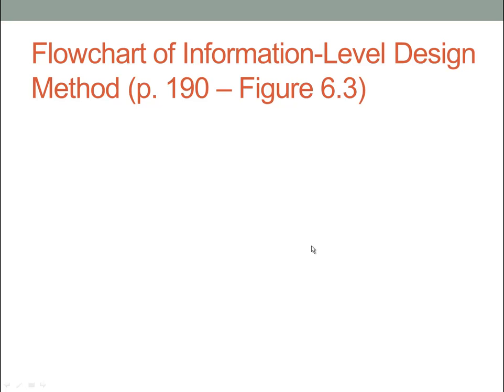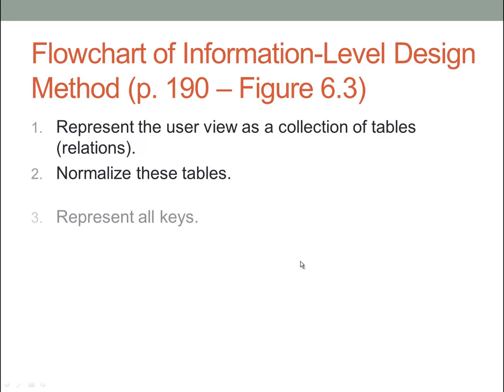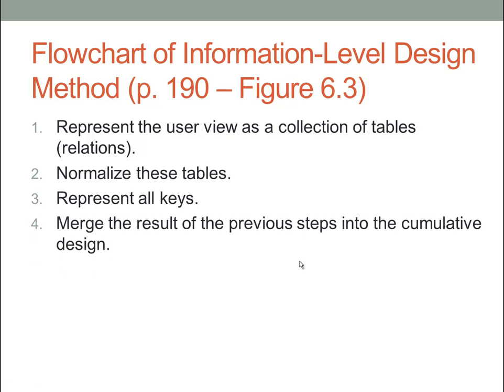There's a flow chart of an information level design on page 190, figure 6.3 in your text. Again, remember the 4 steps. Number 1, represent the user view as a collection of tables. Normalize these tables. Then represent all the keys. And then merge the result of the previous steps into the cumulative design.